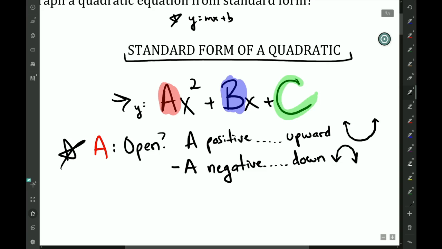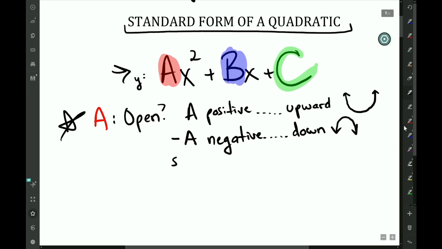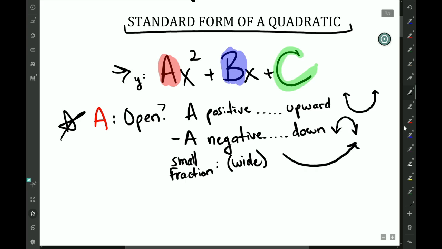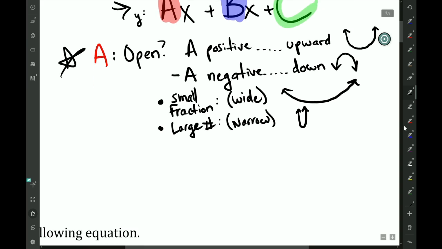Some other things: if A is a small fraction, we'll talk about what that means in a second, it's going to be very wide, like a big wide smiley face, either up or down. And if it's a larger number, it's actually going to be narrow. That's kind of counterintuitive. So that is A's main job.